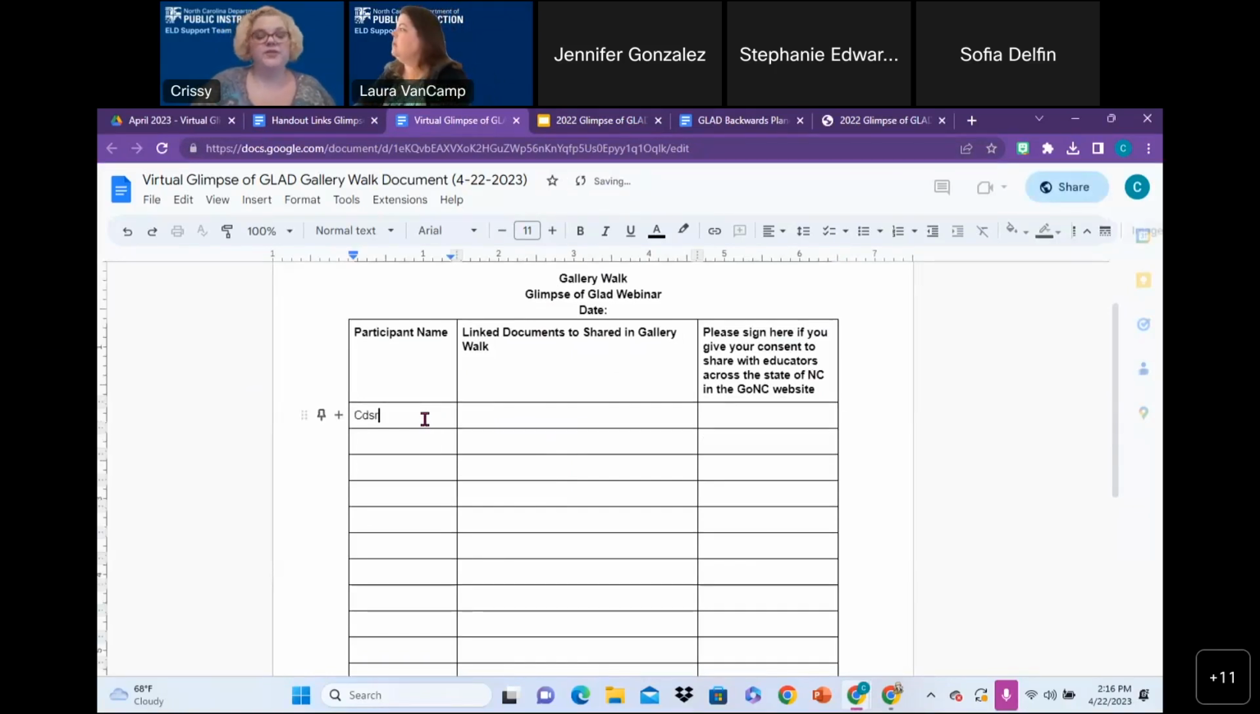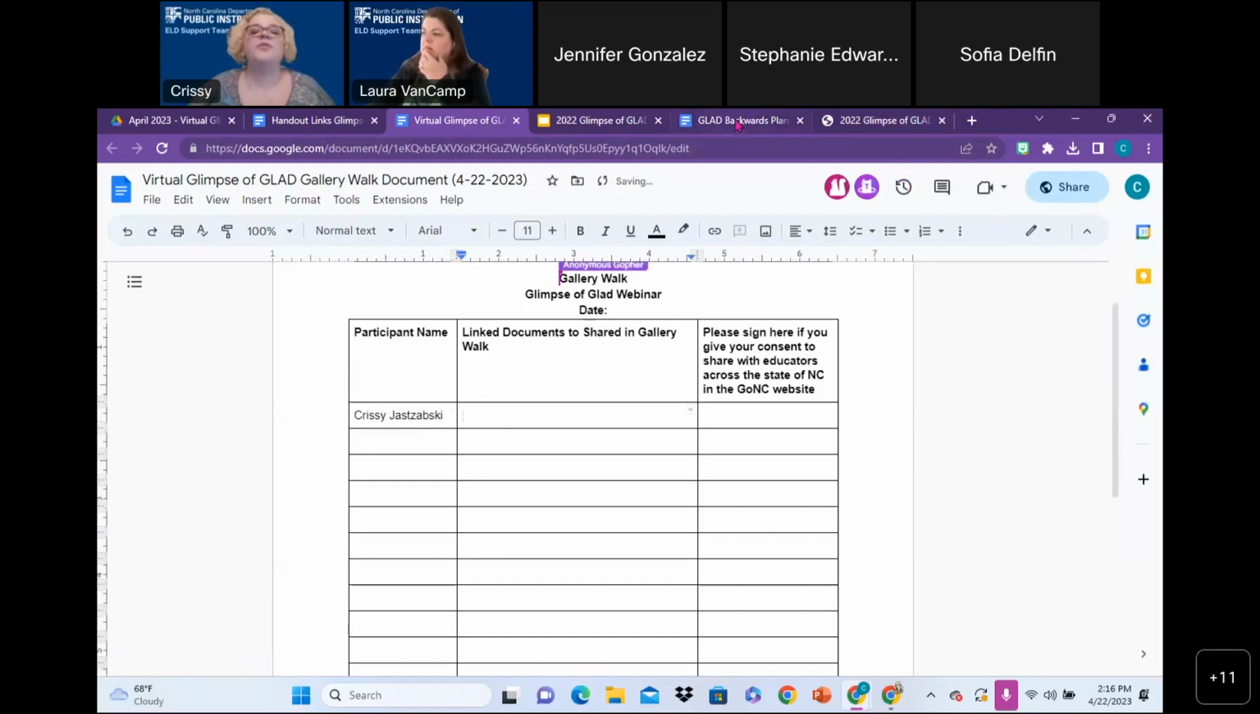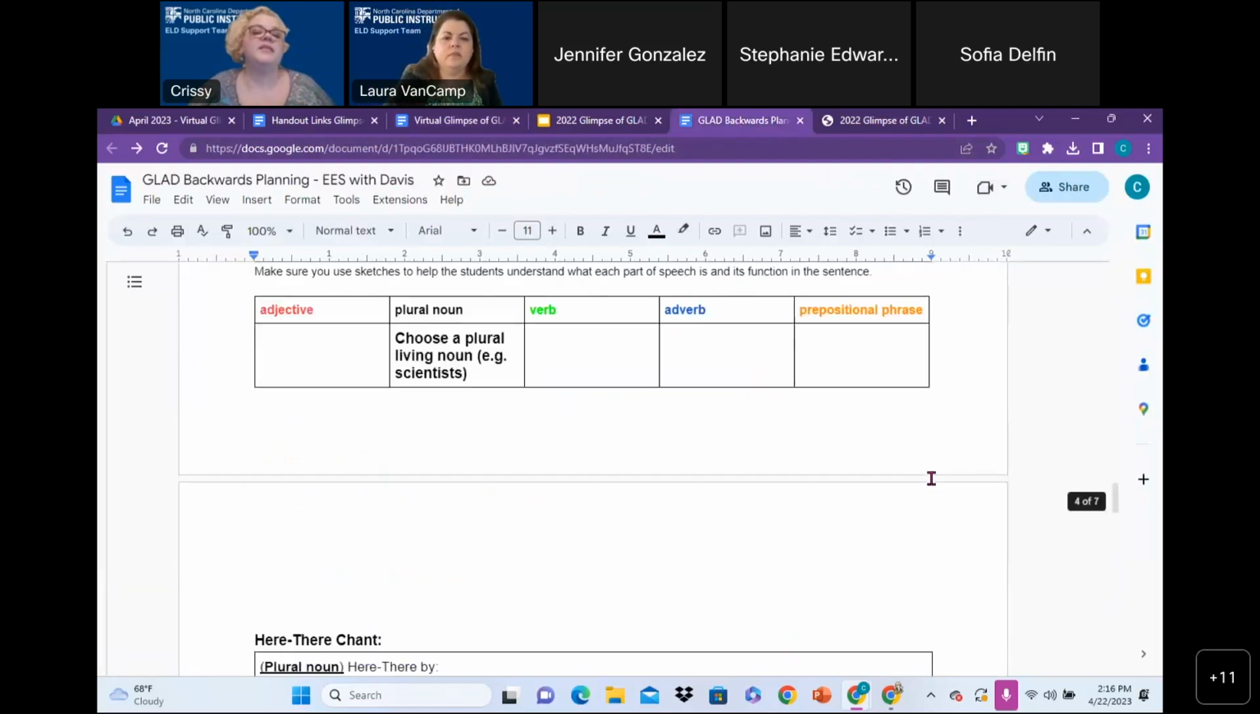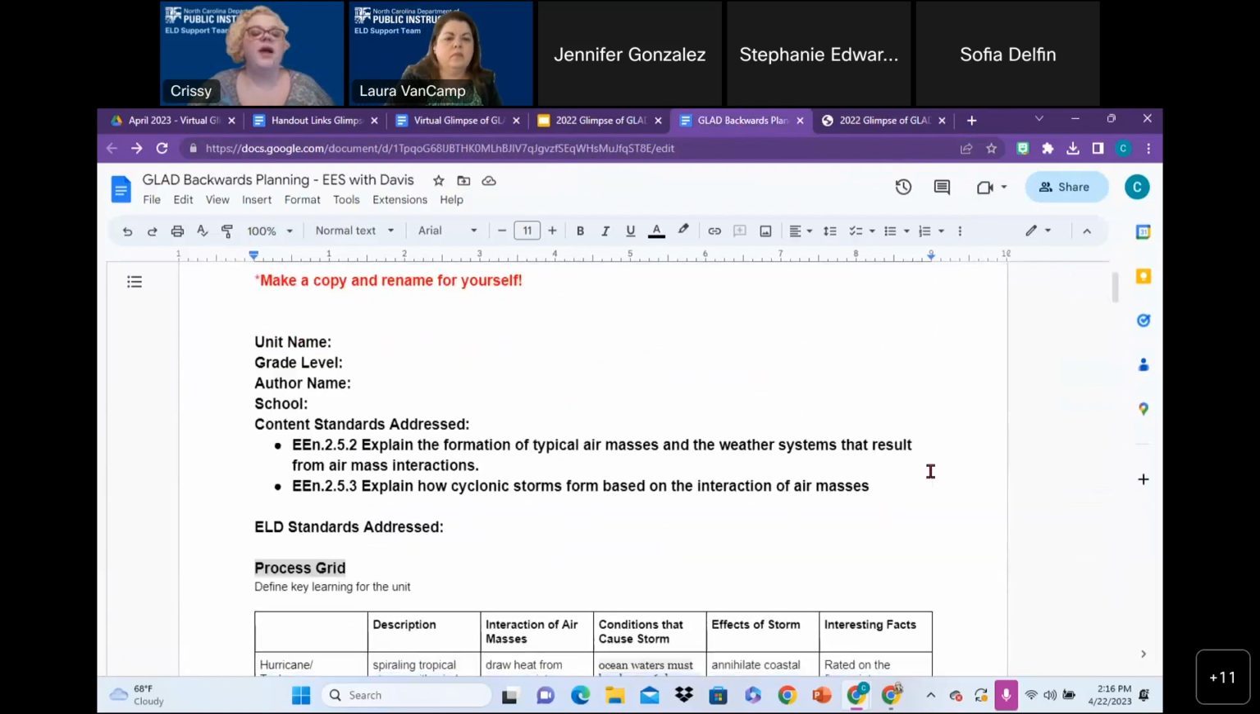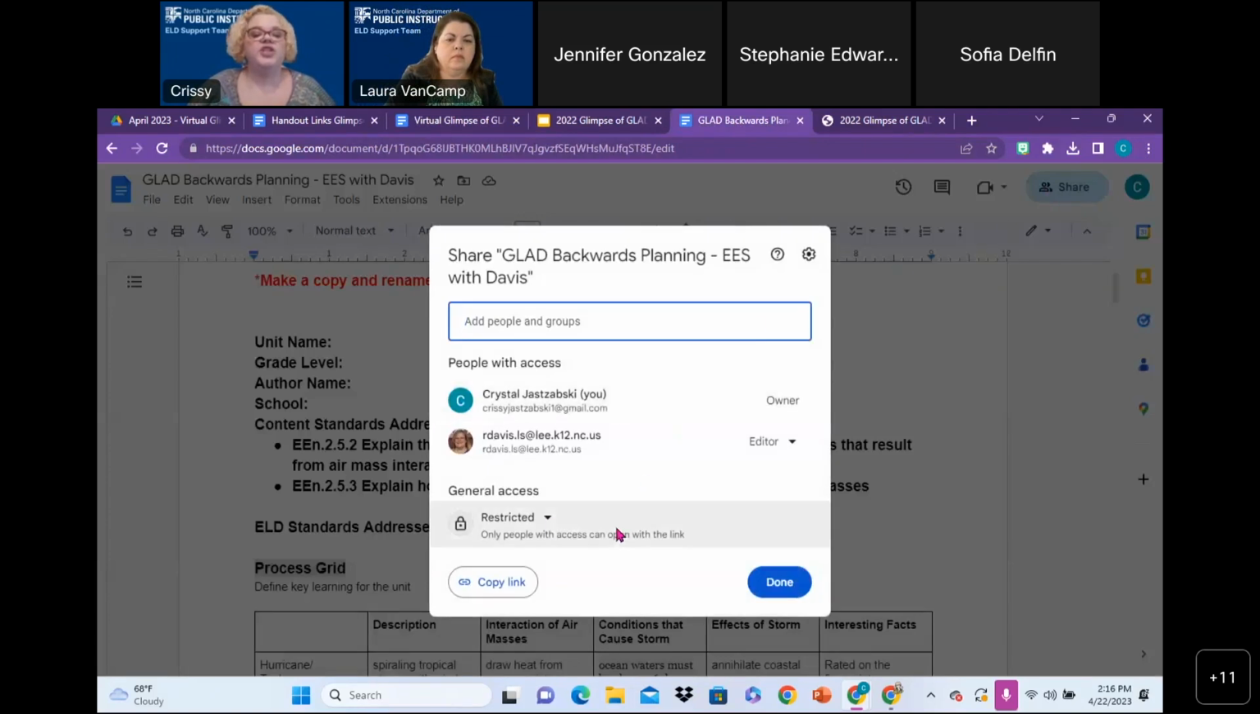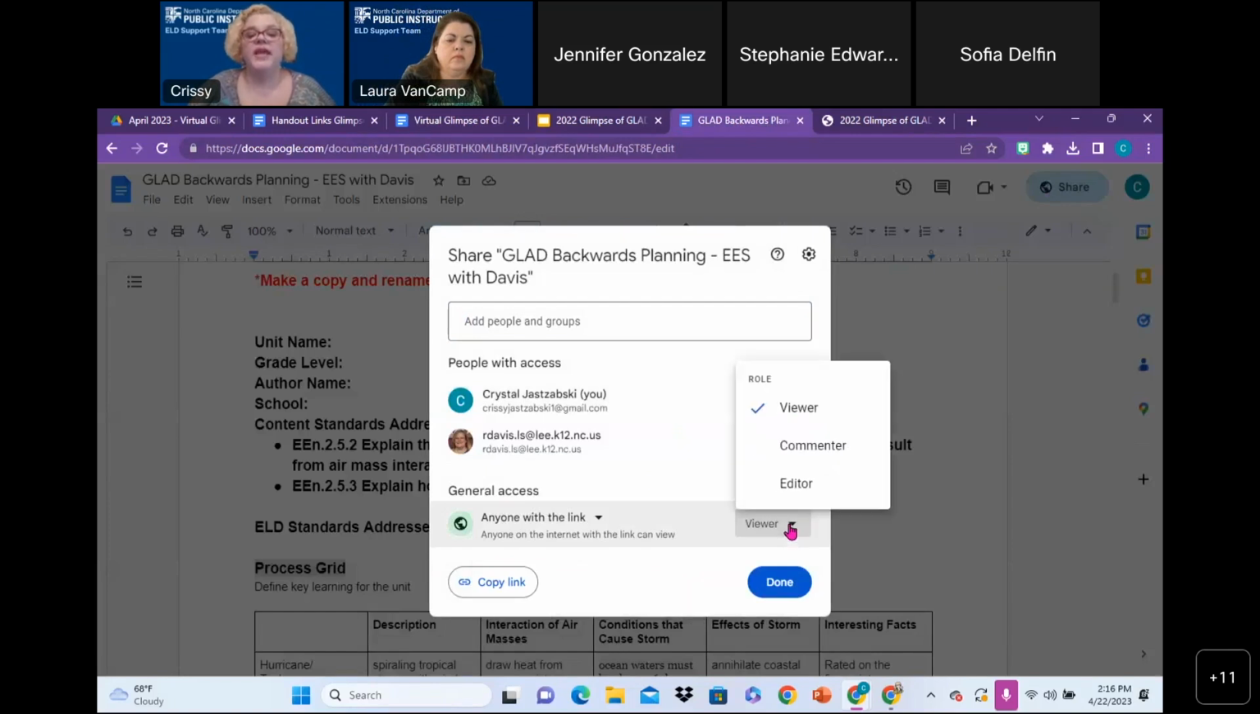So if I were going to do this, I would type Chrissy Jasdavsky, and then I would put the link of my document. So for example, I have been helping with the science standard. So I'm going to take my document, I'm going to get a share. Anyone with link can share it as viewer. You can share it as editor.